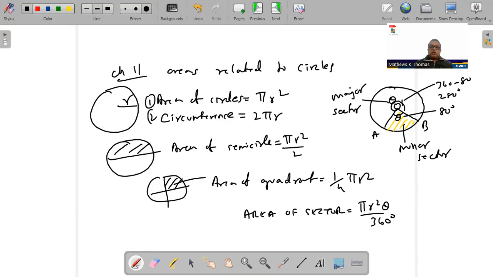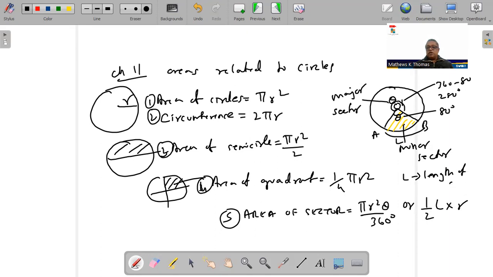So area of circle, circumference of circle, area of semicircle, area of quadrant. And this is area of sector. And there's another formula, half L into R. L stands for the length of the arc. So if you look at AB, that is an arc. So L stands for length of the arc. So in some questions, length of the arc is given, then you can use half L into R.